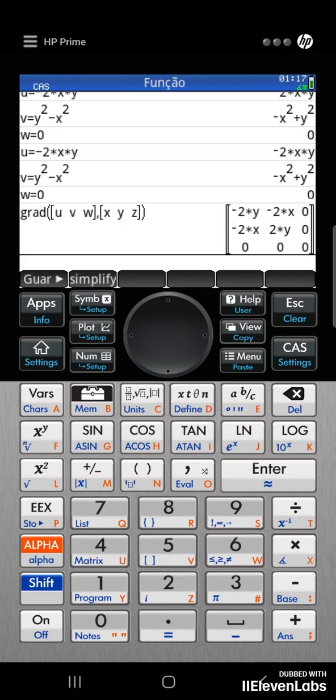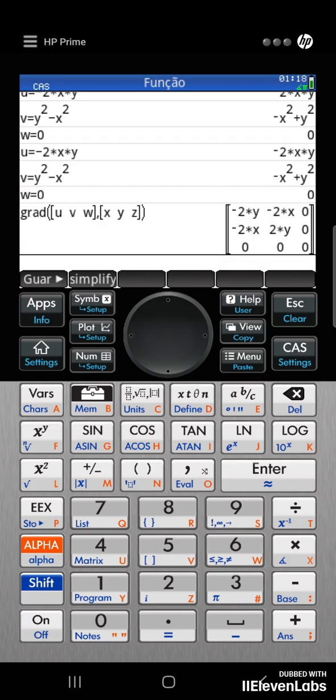So it has already given me the extraction of the gradient of the x component of the velocity vector, represented by the letter u. So the derivative of u with respect to x is minus 2y. The derivative of u with respect to y is negative 2x. And the derivative of u with respect to z is 0. Right below, it gives me the extraction of the gradient of the y component, given by the letter v. So, the derivative of v with respect to x is negative 2x, the derivative of v with respect to y is 2y, and the derivative of v with respect to z is 0. And I also have here the extraction of the gradient of the z component of the velocity vector. Since w is 0, then everything is 0, right?